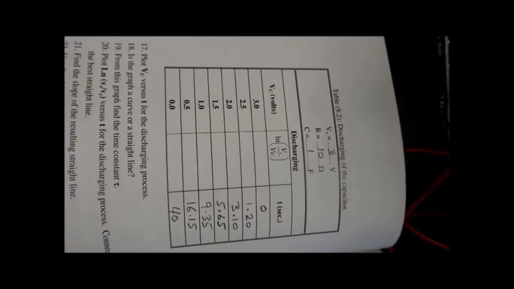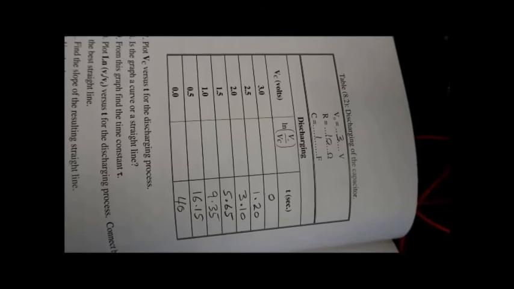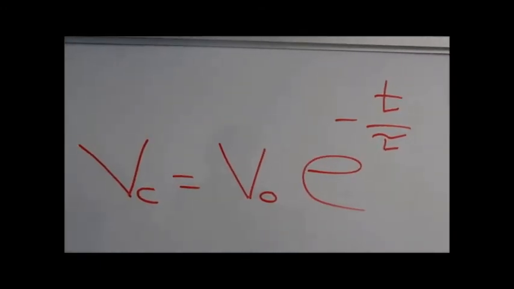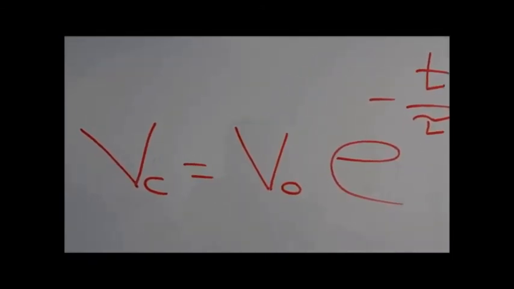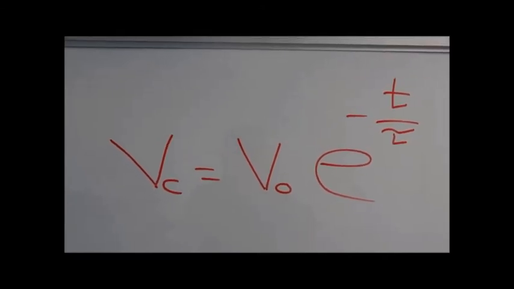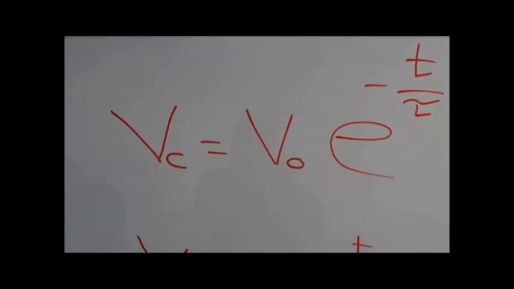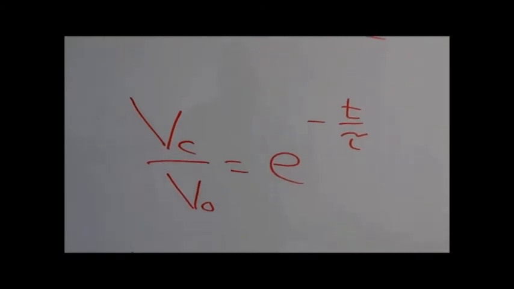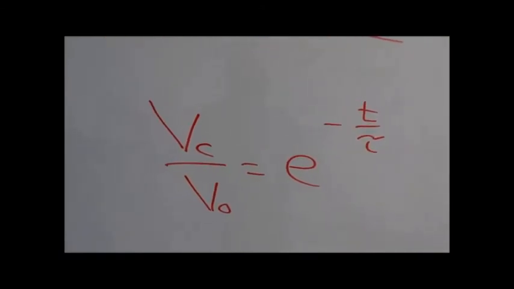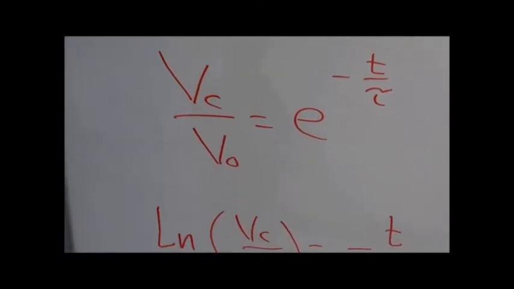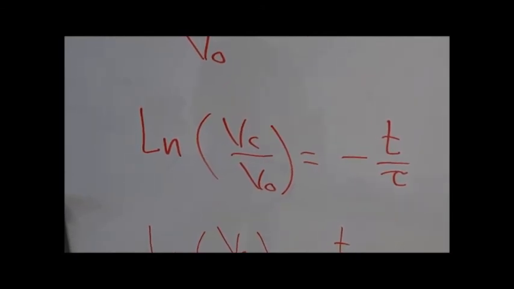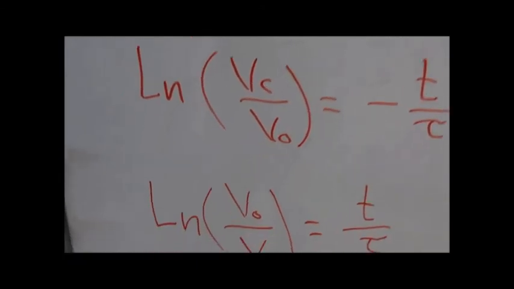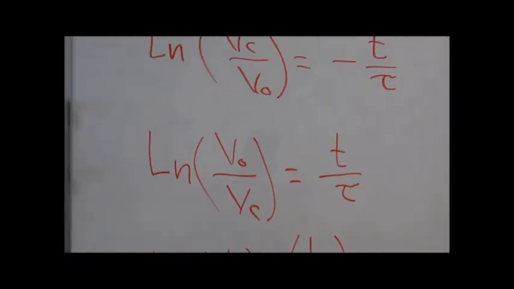And I will show you now why we need to calculate this value, which is the logarithm. Okay, this is the equation for the capacitor voltage. We know from the class, V is the maximum voltage, which is the battery voltage denoted by V0 in this experiment. I can divide both sides by V0. It becomes Vc over V0 equals e to the negative t over tau. Now if I calculate the natural logarithm for both sides, it becomes ln Vc over V0 equals negative t over tau.